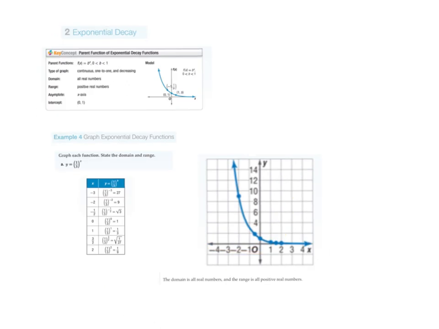Just like for growth, we have decay, and decay means things are going down. If you look at our graph here, it's going down left to right. So let's go ahead and prove that by looking at our points. Once again, you can put any values for x that you want, and here they are: -3, -2, -1/2, 0, 1, 3 halves, and 2. It doesn't matter which ones you pick as long as you have some negatives, 0, which you always want to pick, and some positives.